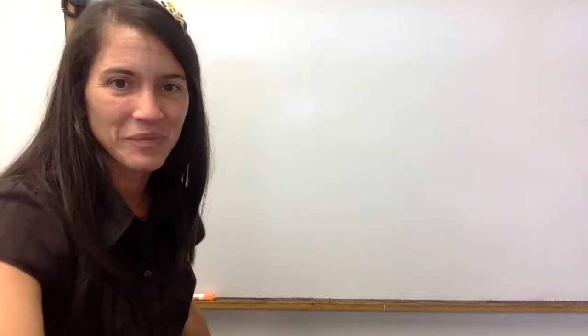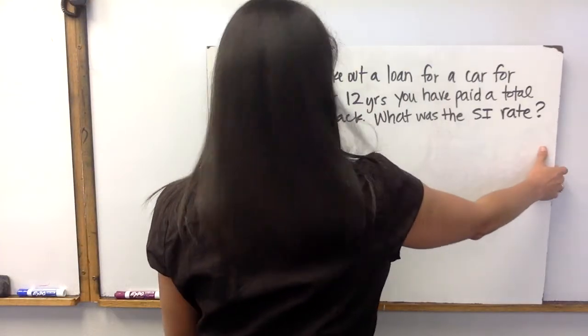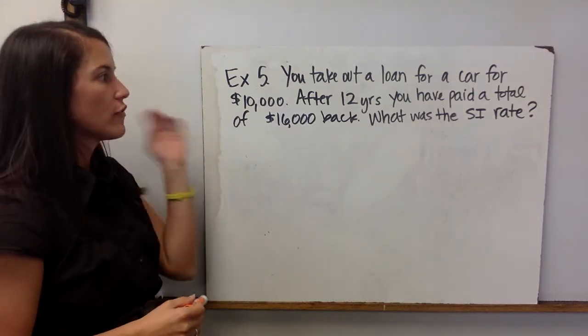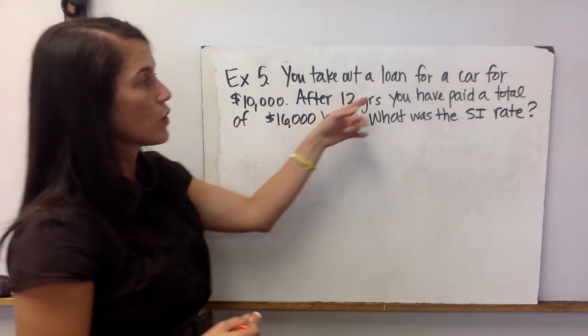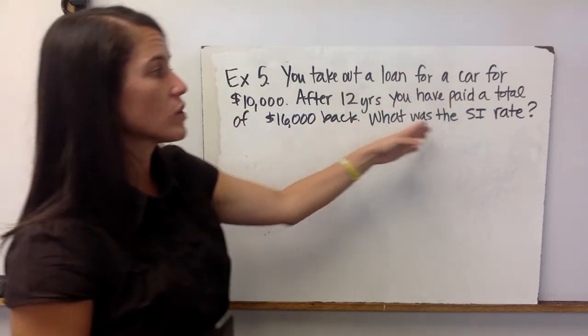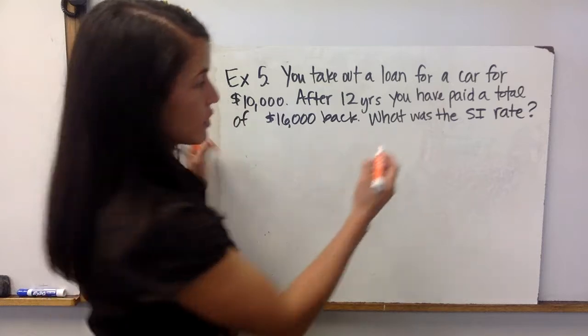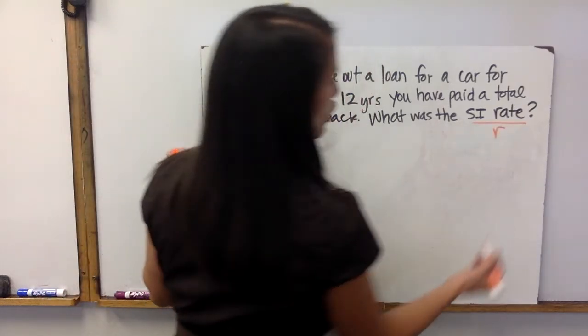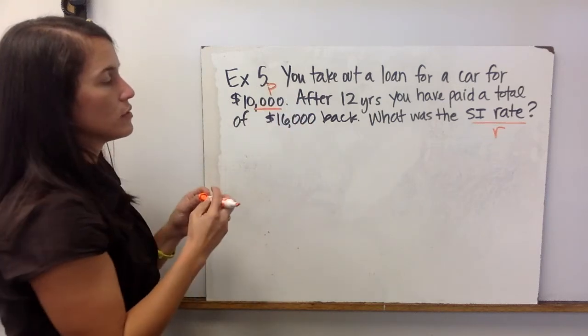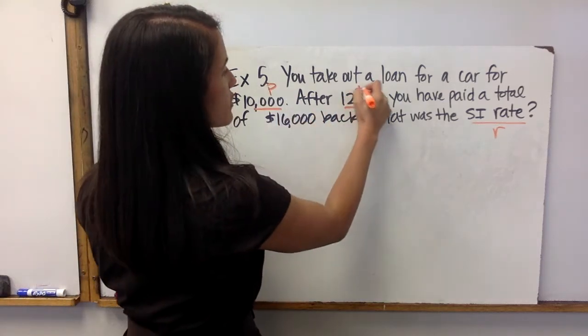All right, last example. You took out a loan for a car for $10,000. After 12 years, you've paid a total of $16,000 back. What was the simple interest rate? So again, what was the rate? So we're looking for R. You take out a loan for $10,000. So that's our principal. 12 years, that's our time.